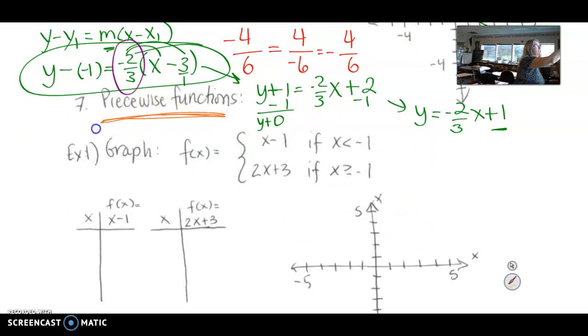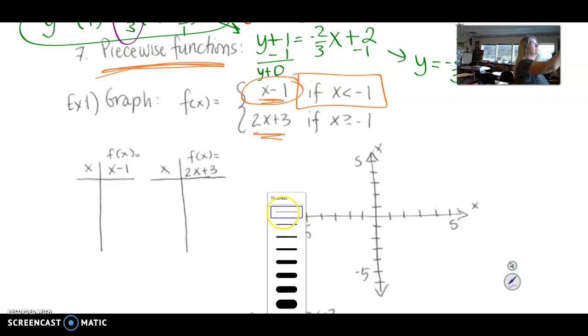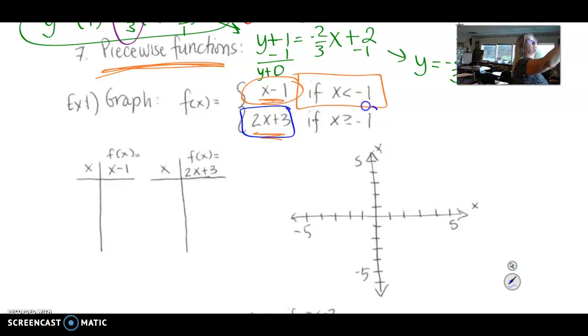So piecewise functions is when you have a break in the graph, and it doesn't necessarily have to be discontinuous, but you're going to have on one side of the graph one equation, and on the other side of the graph a different equation. So this is saying that f of x is going to equal x minus 1, or y is going to equal x minus 1 for values of x that are less than -1. And then we're going to switch to a different graph. We're going to switch to 2x plus 3 for values of x that are greater than or equal to -1.